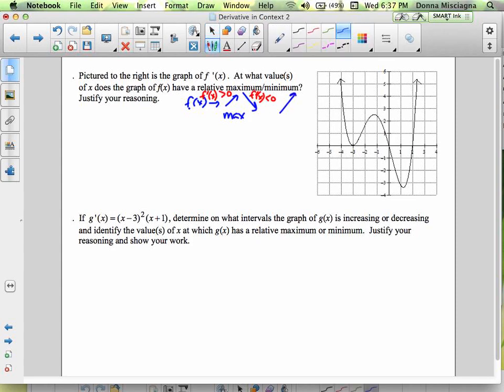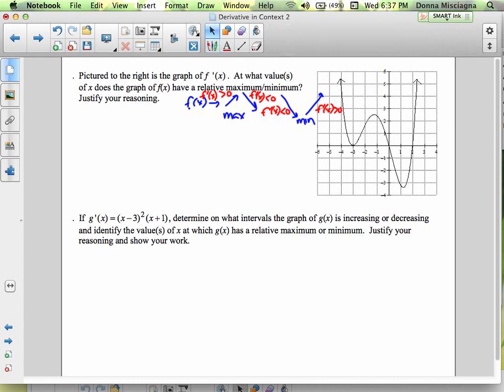Oops. I hope I had a min up here a minute ago. So this would be the min. F prime of x goes from negative to positive, right? That's how we can tell we have relative max or relative min.